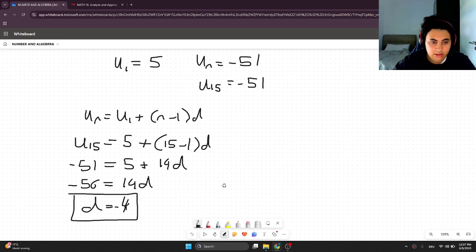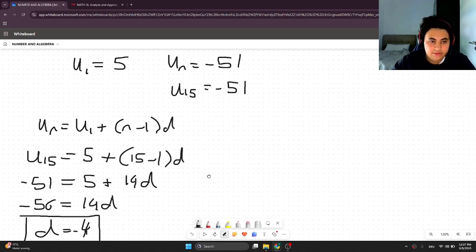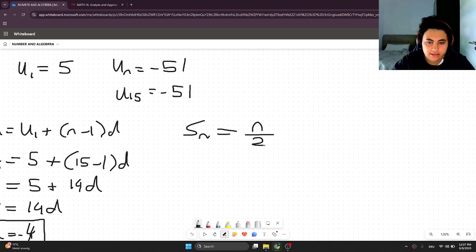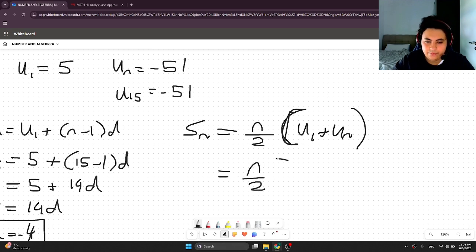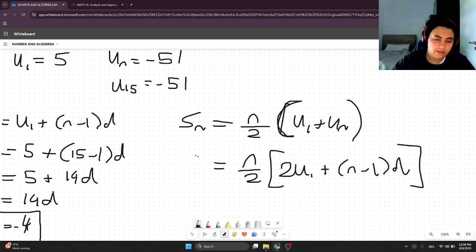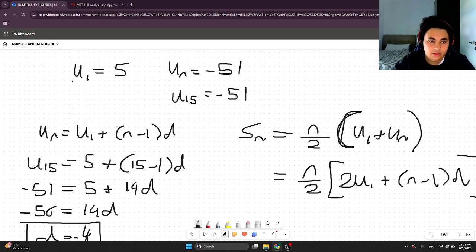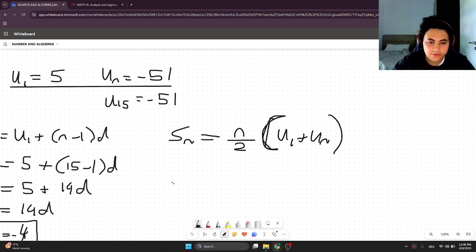So now we have to find the sum of the series. If you remember, there were two equations to find the sum of an arithmetic series. You have n over 2 multiplied by u1 plus un, and then another one, n over 2 multiplied by 2u1 plus n minus 1 times d, close bracket. The first is for when you have u1 and un, and the second is for when you have u1 and d. In this case we have u1 and un, so we're going to use this formula right here.